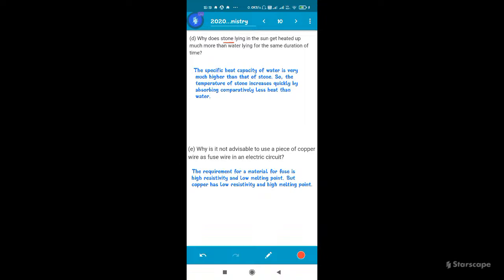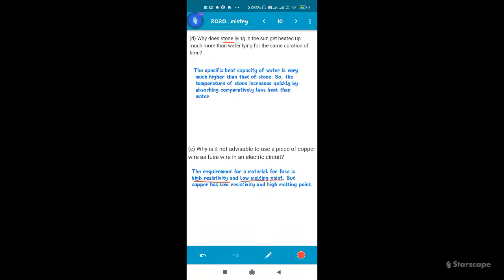Why is it not advisable to use a piece of copper wire as fuse wire in an electric circuit? First of all, we cannot use copper as a fuse wire. Advisable is a very wrong word used. Okay, but since it has been asked, let us explain. So you know one thing, that for a material to be used as a fuse wire, it has to have high resistivity and a low melting point, because you know that fuse is based on the heating effect of current, because fuse wire will melt due to excessive heat flow, and as a result the circuit will break.